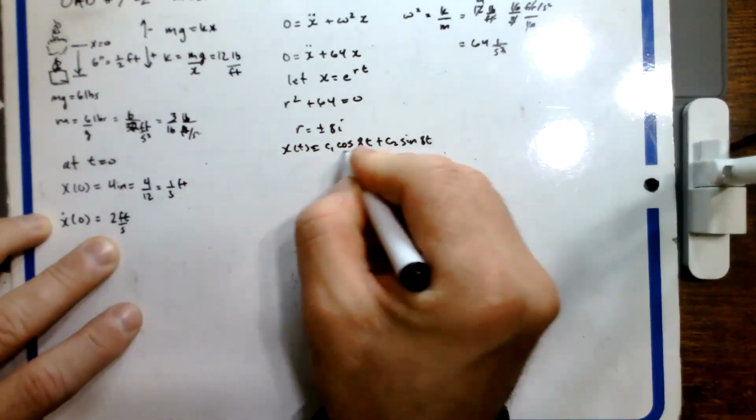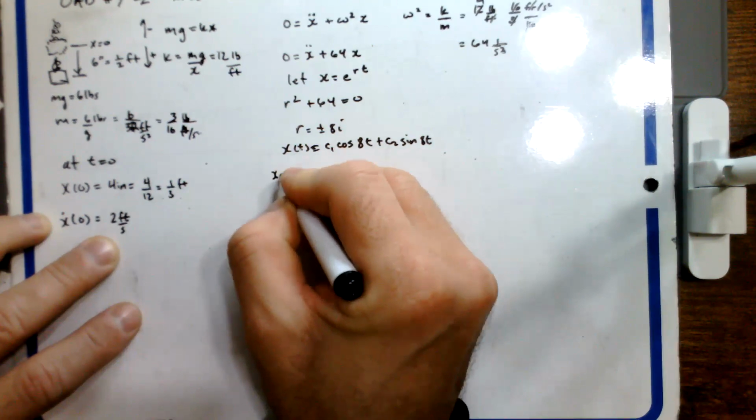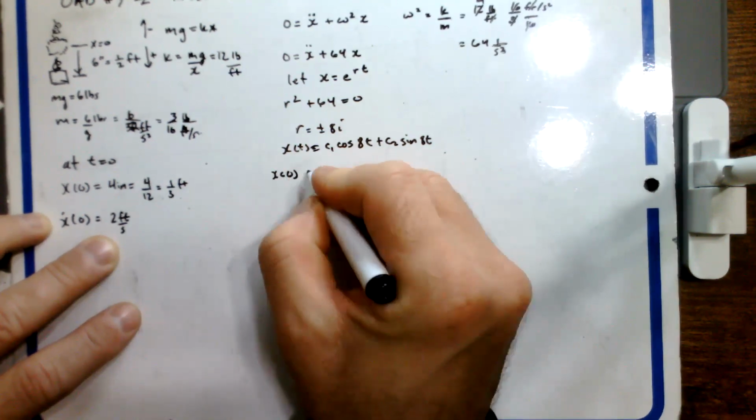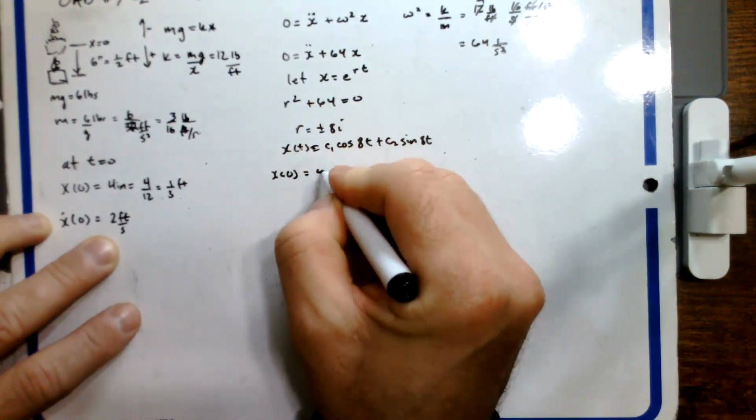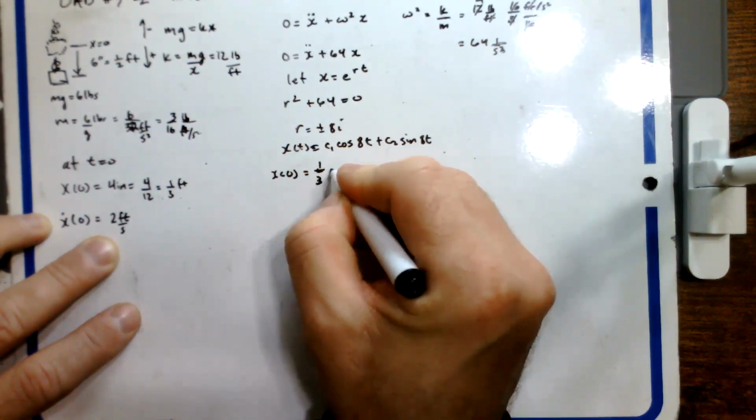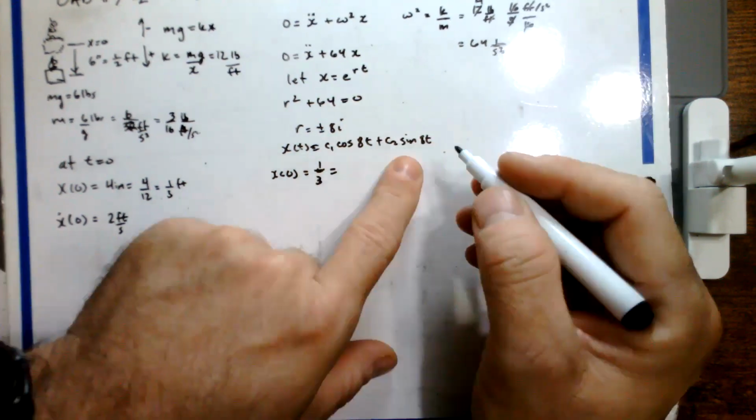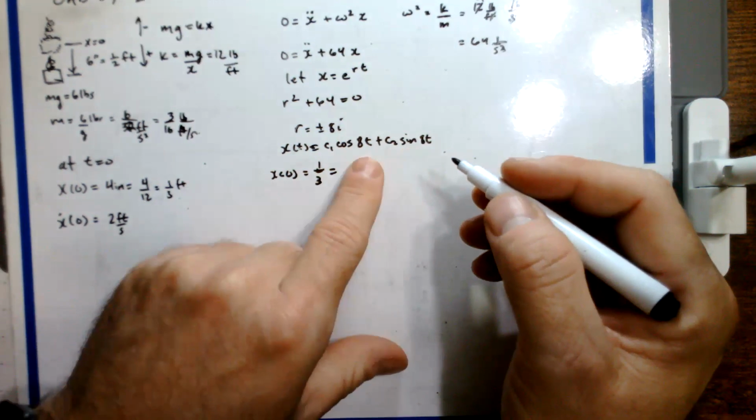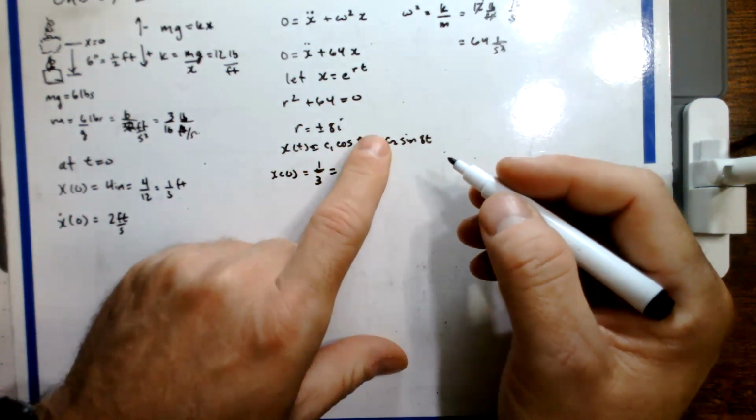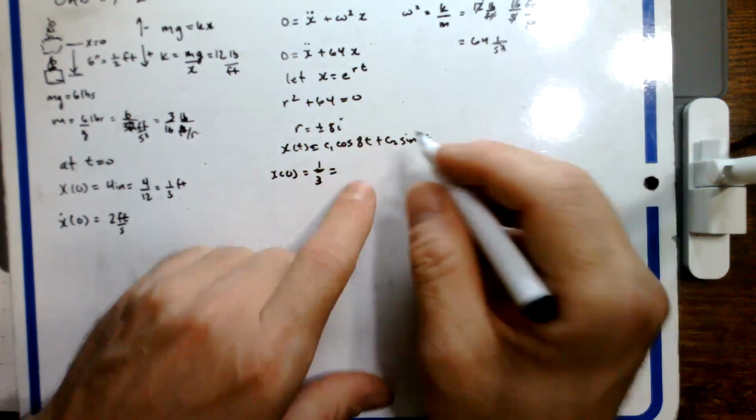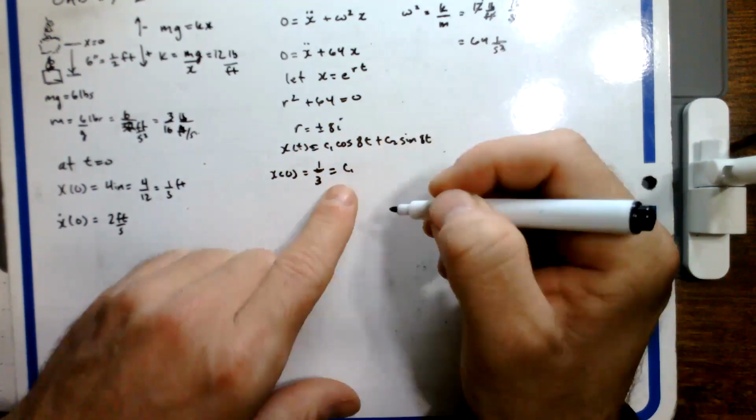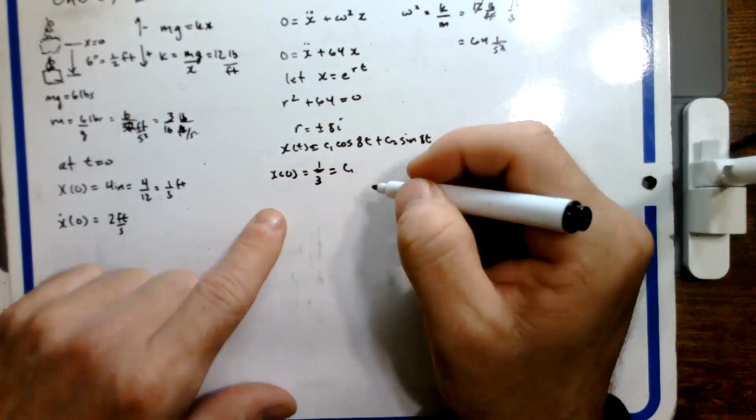And so we can use this equation to determine constants. So x of 0, plugging in the initial condition there, is equal to 1/3. The sine of 0 is 0, so this just leaves C1 times cosine of 0. Cosine of 0 is 1, so that gives us immediately what C1 is. C1 is equal to 1/3.